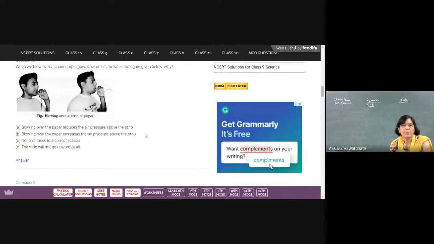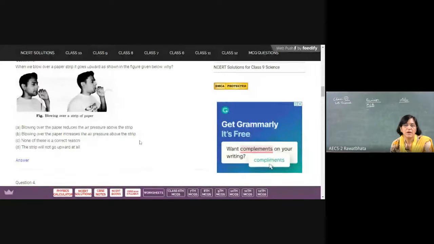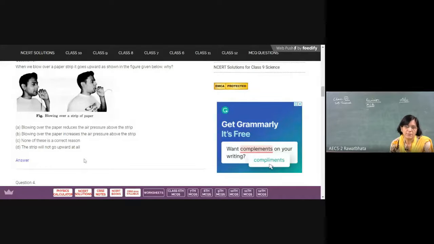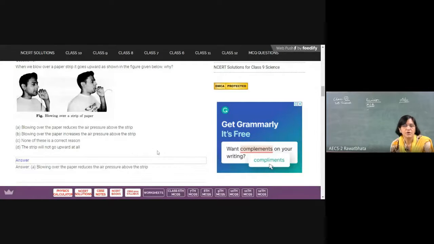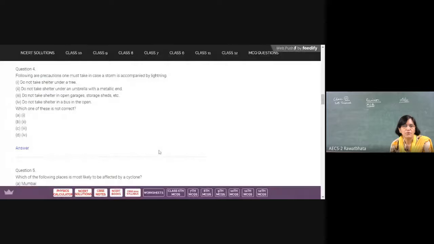When we blow over a paper, it goes upwards. Now, for this particular one, I would like to ask Chirag. Please answer it in English, again repeat your answer. Ma'am, its answer is A. Okay, let's see. Of course, it reduces the pressure above the strip. Very good, correct.